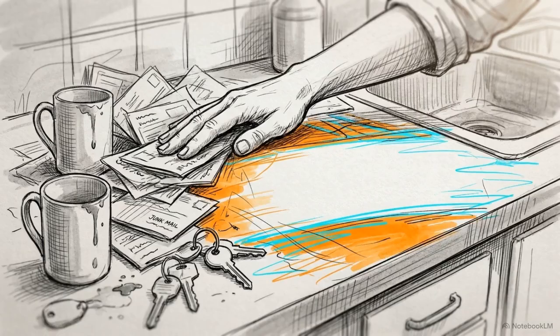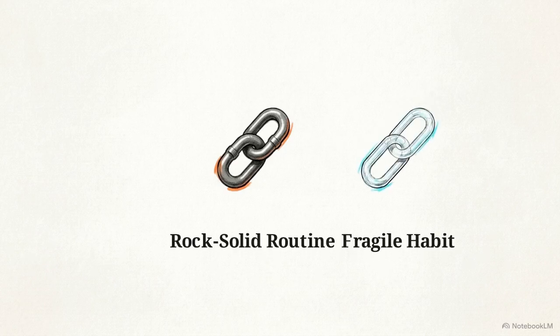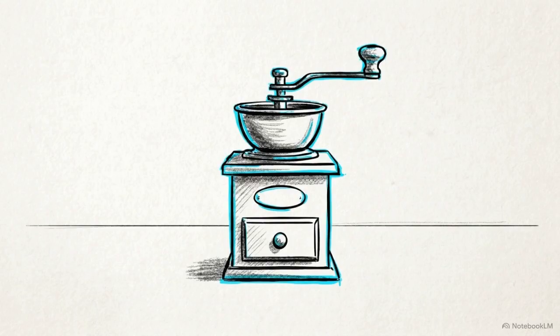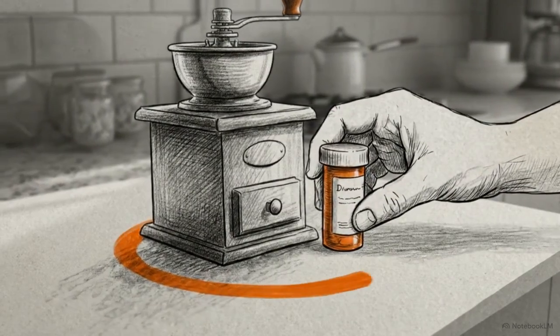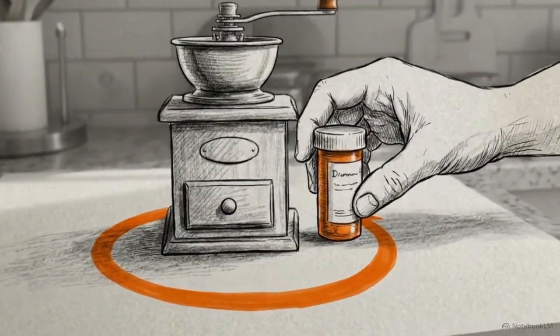Step 3 moves into environmental design. We need to look at your physical space and reduce any barriers to performing the new action. We do this through chaining. Chaining means linking your new, fragile habit directly to a rock-solid routine you already complete every day. For instance, if you want to take a daily vitamin, chain it to your morning coffee. By placing the pill bottle directly against the coffee grinder, the unavoidable coffee routine seamlessly triggers the new behavior.